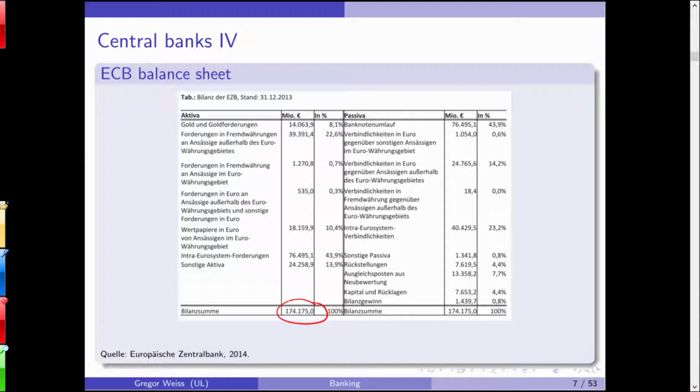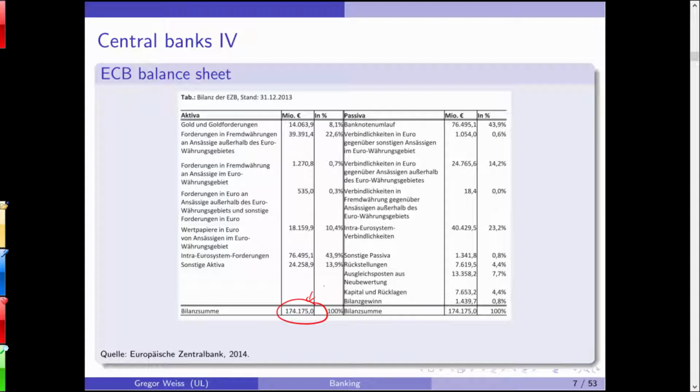Yeah. Well, it's not even that high. So yeah, it's quite small. The balance sheet, the total assets of the European Central Bank, is actually quite small. Do you have an explanation for that? Because the money is created elsewhere within the private banking system? No, it's not created in the private banking.